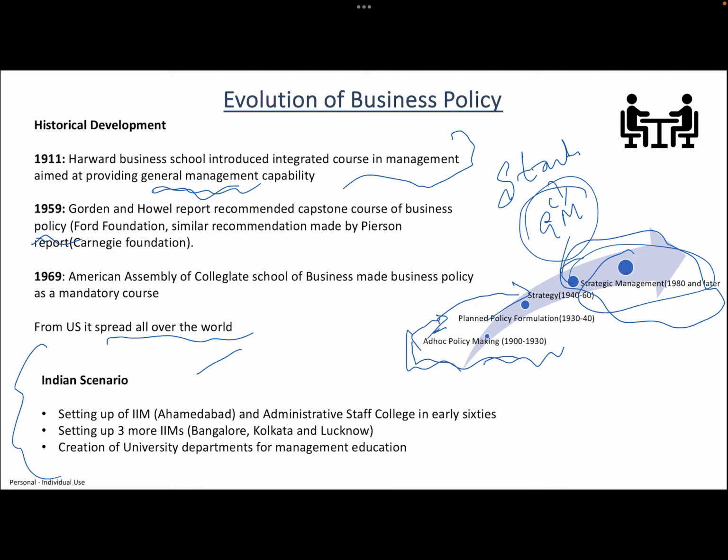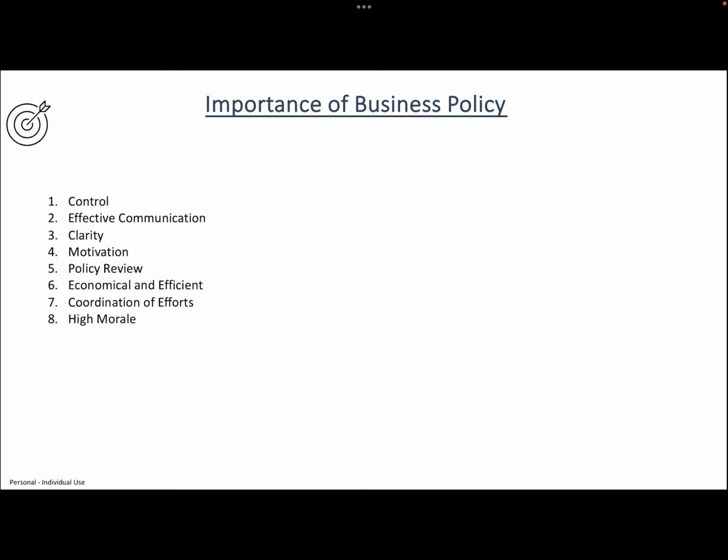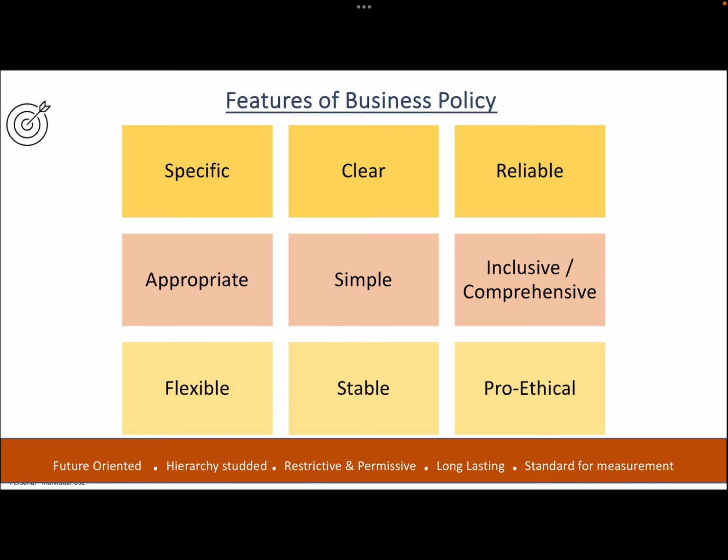Now, in the Indian scenario also, initially IIM Ahmedabad and the Administrative Staff College were set up in 1960, and then three more IIMs were set up: Bangalore, Kolkata, and Lucknow. And then we also started management education across all universities. Now you see in every MBA curriculum, we have business policy and strategic management as one paper. So briefly, let's touch upon the importance of business policy, and then we will see the features of business policy before concluding this chapter.